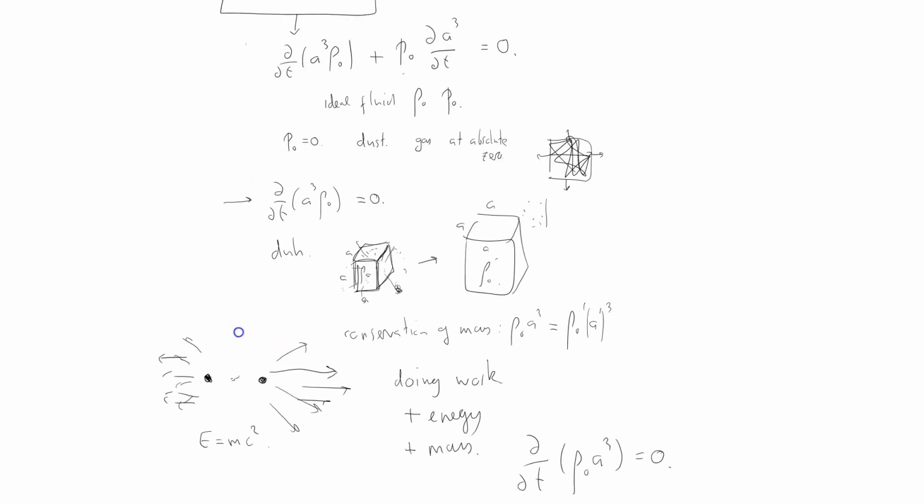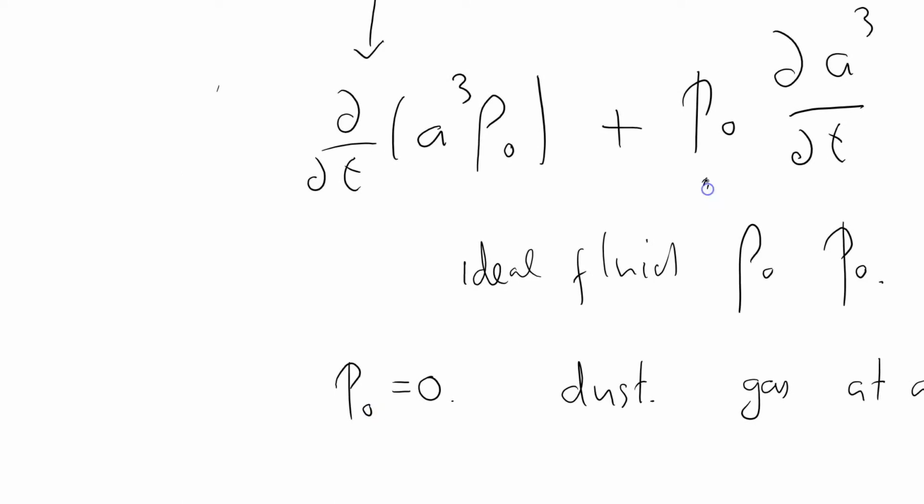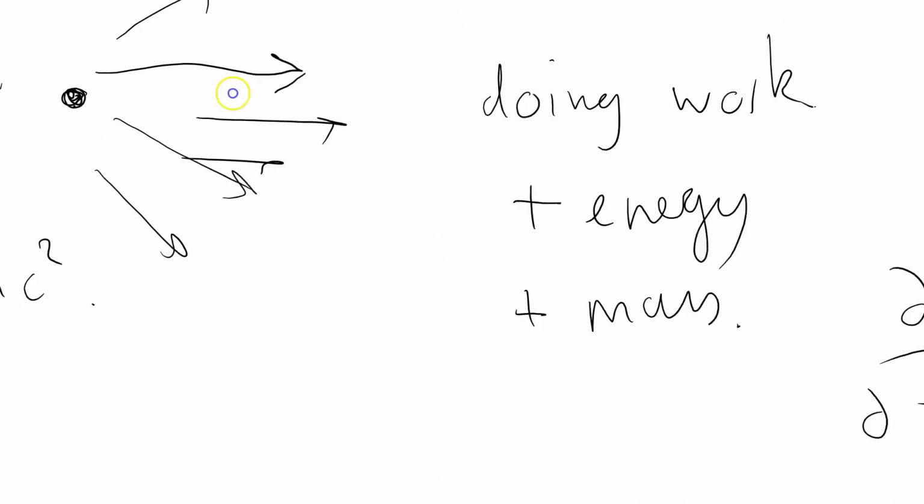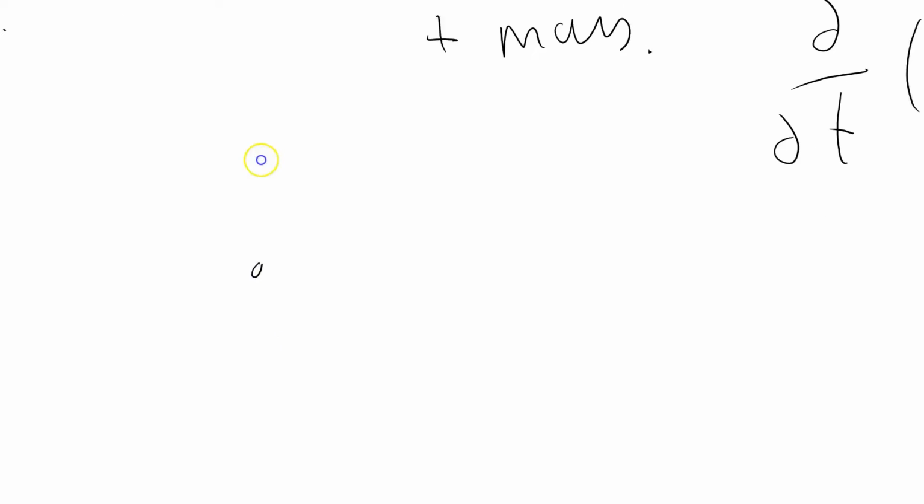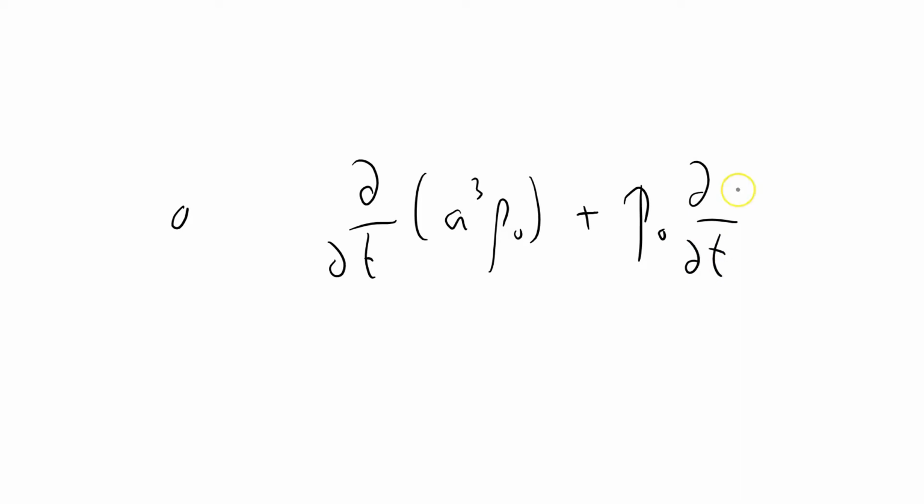I'm going to put the pressure term back in and see what happens. So we've got d/dt of A cubed ρ0 plus P0 d/dt of A cubed equals 0.